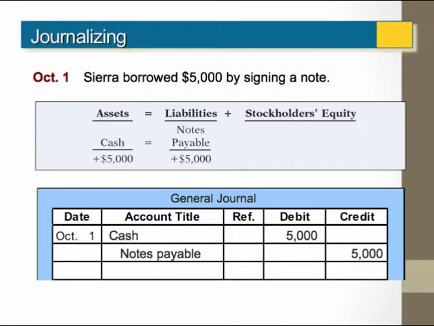The next transaction of Sierra borrowing $5,000 by signing a note, once again, cash increased by $5,000. So therefore, we want to put a debit to cash. The liability of notes payable also increased. And remember that T account, that a liability increases with a credit. So we put a credit entry into notes payable.